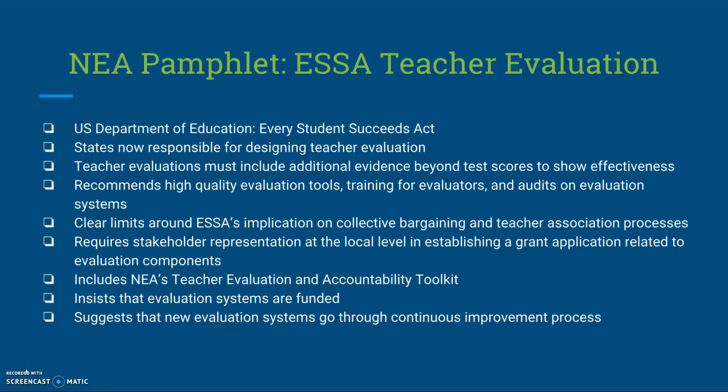It also set clear limits around how the Every Student Succeeds Act impacted collective bargaining agreements and other teacher association processes. It also talked about using parents, teachers, community members, and students to establish a grant application related to different components of evaluation. It gave lots of templates and suggestions in the NEA's Teacher Evaluation Accountability Toolkit website link, and it talked about actually funding evaluation systems that are put in place by states.